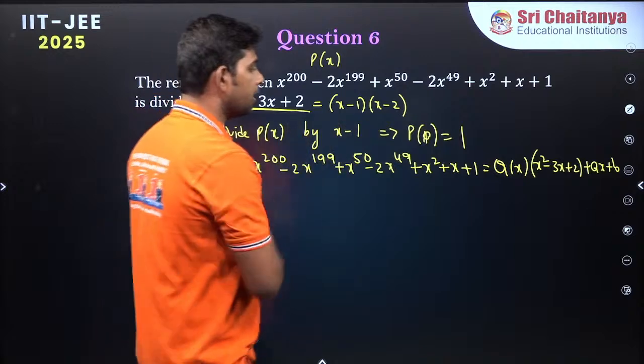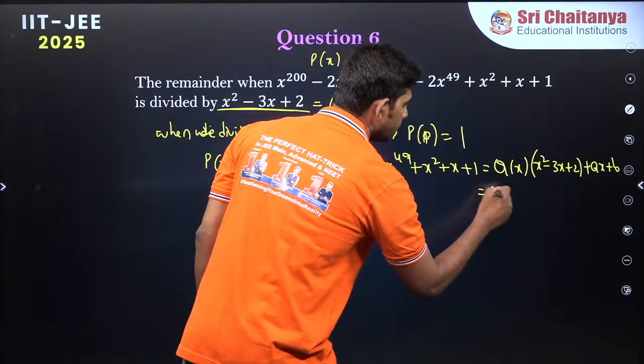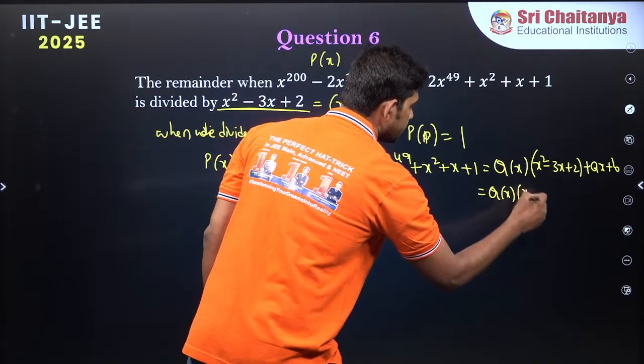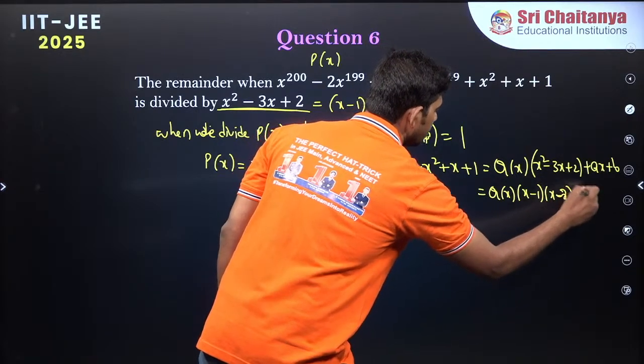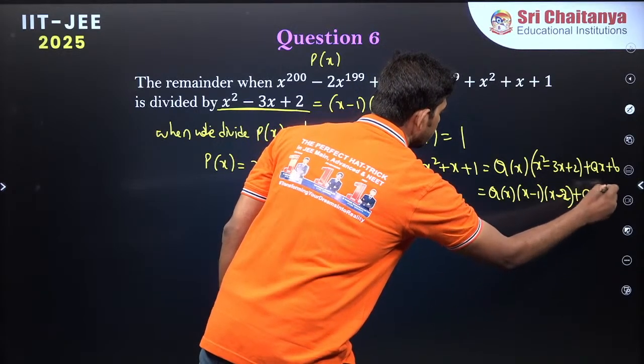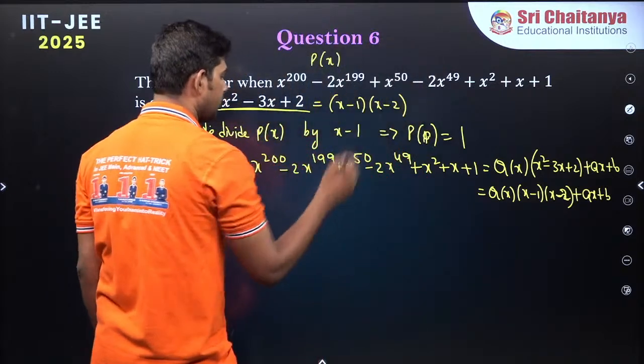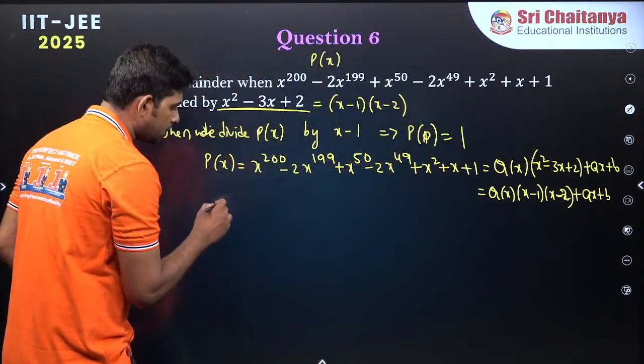So now how do you get that? So here I am writing Q of x times x minus 1 into x minus 2 plus ax plus b. Okay now, then I am taking here P of x. Now I am just trying to substitute x is equal to 1.